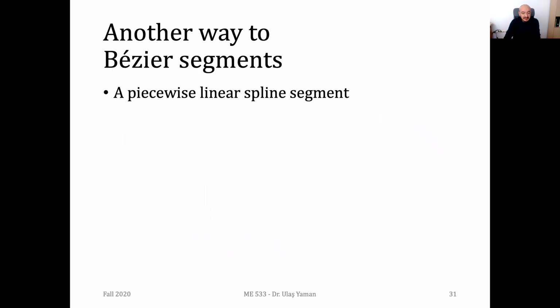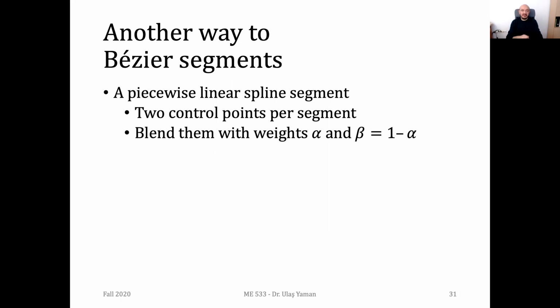Now we will have a look at another way to obtain the Bezier segments. This time, we are going to actually draw it. We will not use any matrices or calculation. We will simply draw it. Let's first focus on the linear spline segment, and then we will increase the order. Then we'll look at the quadratic and then do it for the cubic one. So what do we have for a linear segment? Obviously, we have just 2 control points, and this is the linear segment.